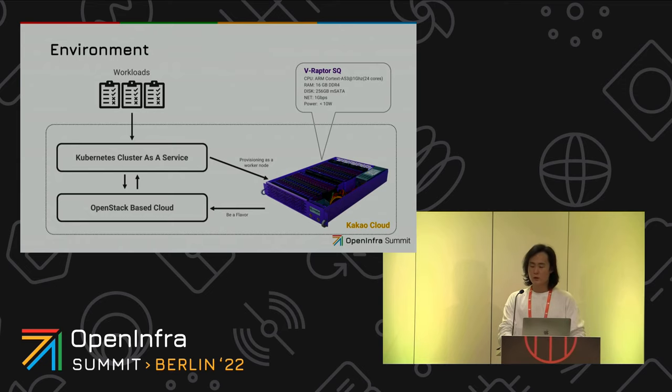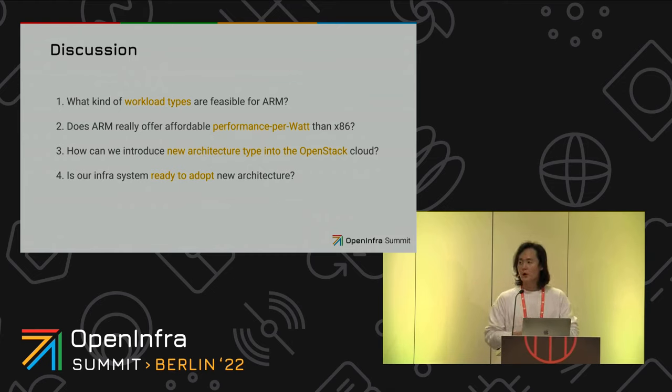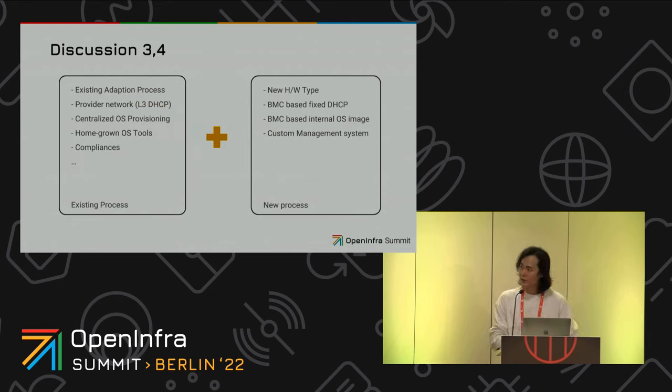So throughout this project, we have derived four discussions and questions. First, what kind of workload types are feasible for ARM? Secondly, does ARM really offer better performance per watt than x86? Third, how can we introduce a new architecture type into the OpenStack cloud seamlessly? Finally, is our infra system ready to adopt a new architecture? So let's move on to discussions three and four.